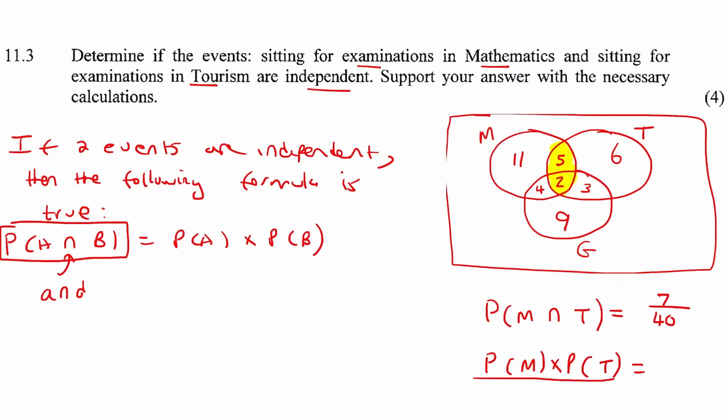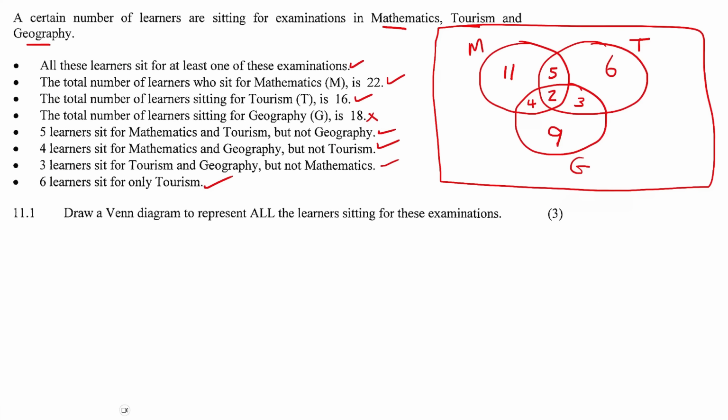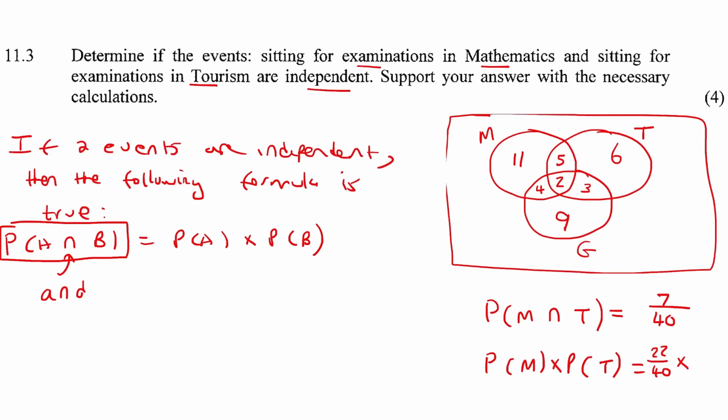Now we're going to do this part. So this is maths. So where are all the people who do maths? And they're talking about maths in total. So that's going to be 22 people, so that's going to be 22 out of 40. Multiply. Now where are all the people who do tourism? Well, tourism is everything in this. So that's going to be 5 plus 6 is 11, plus 5 is 16. I think that's what we said earlier, hey? 16, yeah. So 16 out of 40.